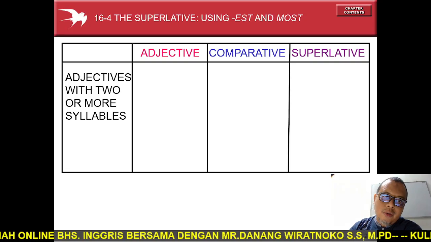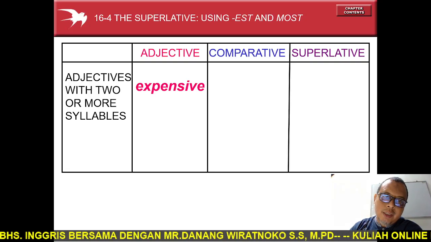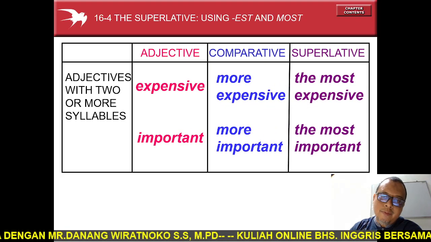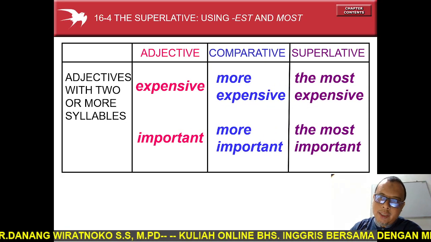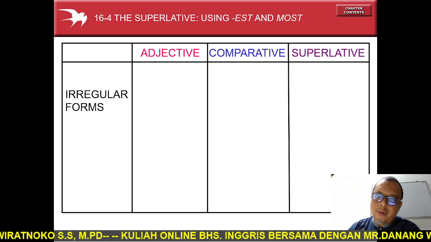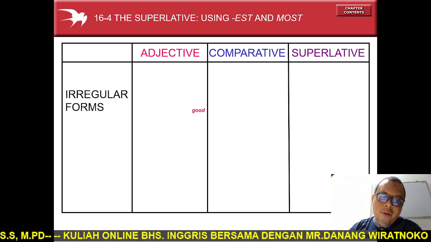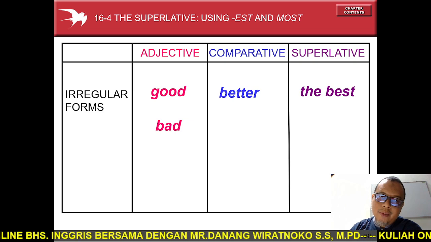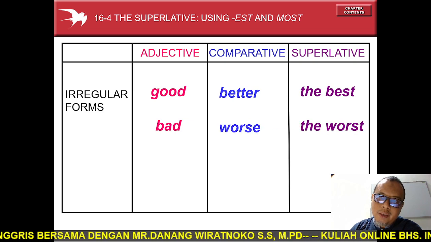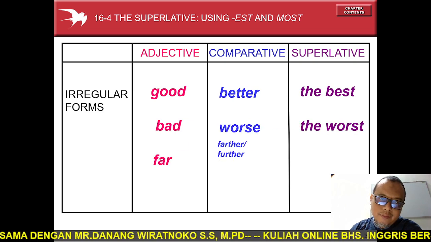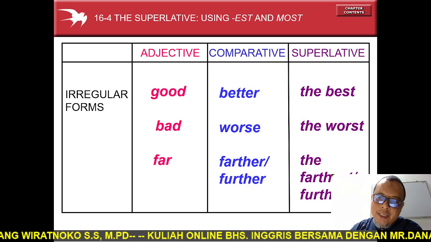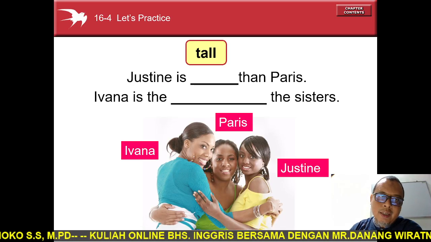Adjectives with two or more syllables: expensive, important, more expensive, more important. The most expensive, the most important. Irregular forms, we have good, better, the best. Bad, worse, the worst. Far, farther, further, the farthest, the furthest.